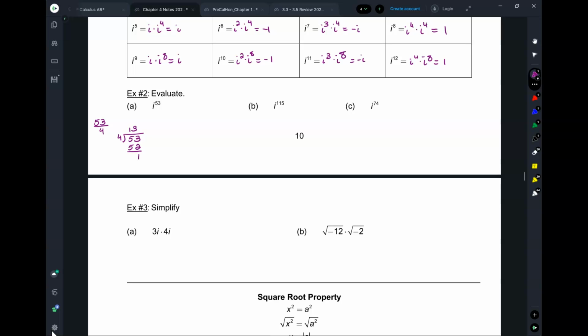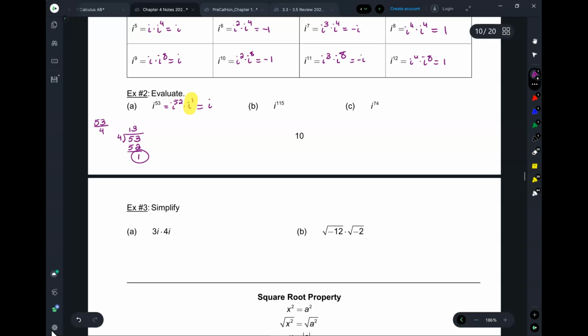That's all you take. You throw away everything else. So this is I to the 52 times I to the 1. And then you ignore the I to the 52. So it's I to the 1, which is I. You just take this part. So why do you even have to write it? Well, you don't have to write it actually.